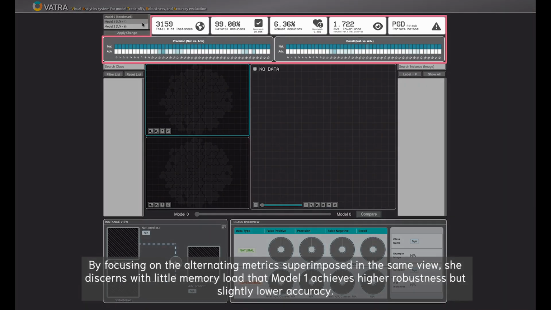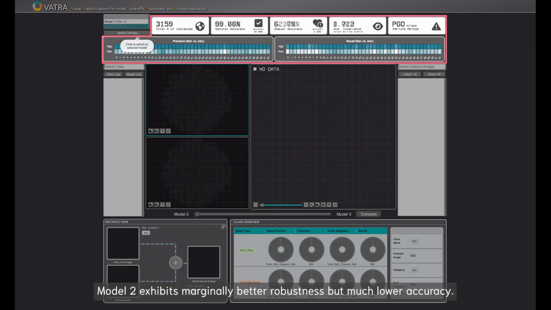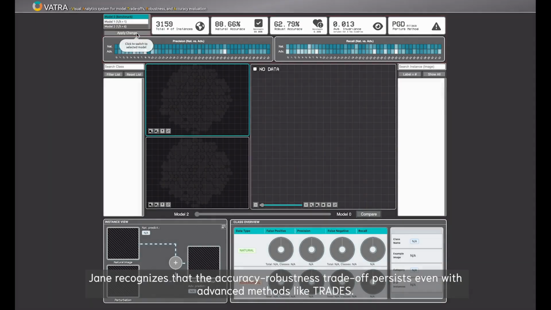By focusing on the alternating metrics superimposed in the same view, she discerns with little memory load that Model 1 achieves high robustness but slightly lower accuracy. Model 2 exhibits marginally better robustness but much lower accuracy. Jian recognizes that the accuracy-robustness trade-off persists even with advanced methods like TRADES.